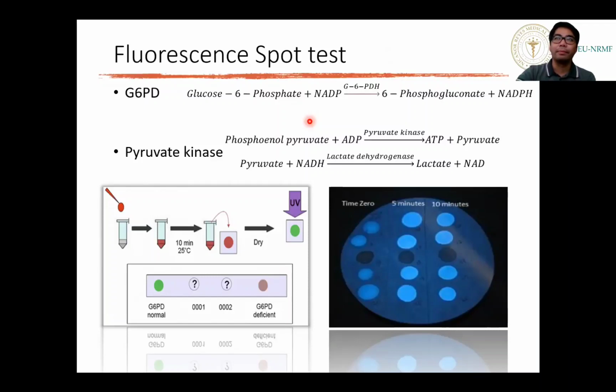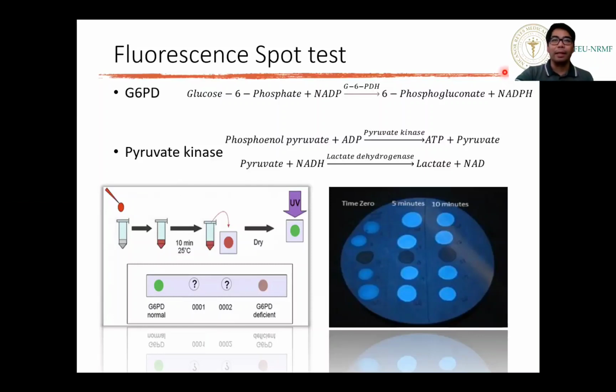Now, if there is an enough level of G6PD in the patient's blood, what will happen here is this reaction. The G6-phosphate plus NADP, and if the G6PD is sufficient on the blood, not deficient, magkakaroon ng transformation of the G6-phosphate, magiging 6-phosphogluconate, and the formation of the NADPH. So it will be flooded doon sa drop ng blood, yung NADPH. Now, the NADPH, if it is subjected into a UV light, it will fluoresce.